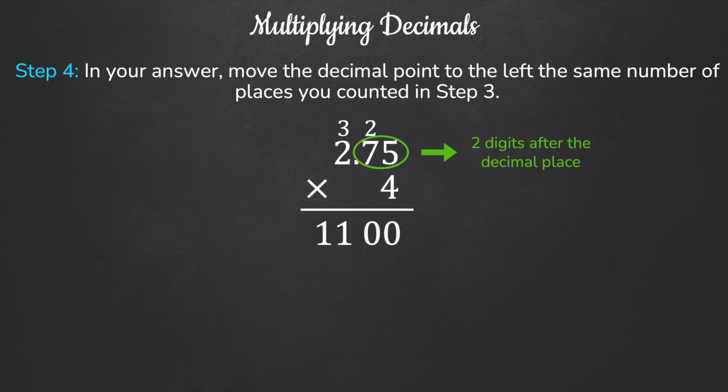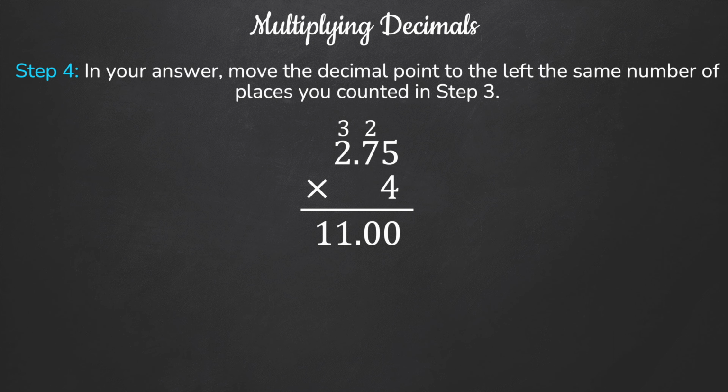Then we're going to use this to help us figure out where the decimal goes in our answer. So because we counted 2, we're going to start at the end of our answer with a decimal point and then move that 2 spaces to the left, and that's where we're going to put our decimal point. So we could erase the original one that we wrote. So 2.75 times 4 is equal to 11.00.